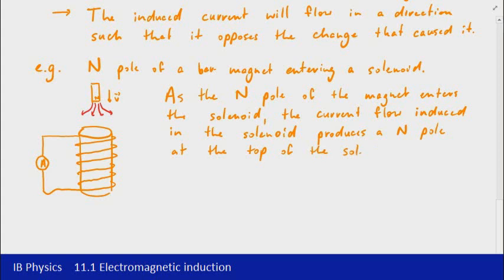And when I say a north pole at the top of the solenoid, I should probably put that in inverted commas. There isn't really a north pole being produced there. It's more that the magnetic field lines that would be coming out of the solenoid here are going to be opposing the direction of the field lines coming in. So what that means is that the solenoid effectively looks like it has a north pole at the top and a south pole at the bottom if we were to compare it to a bar magnet. And the reason for that is that it's going to oppose the bar magnet's north pole coming closer.